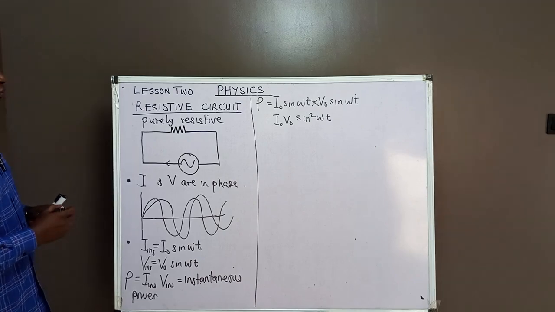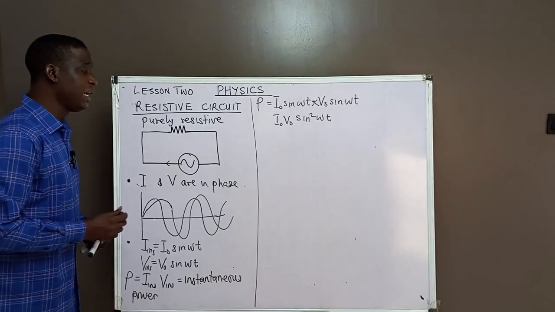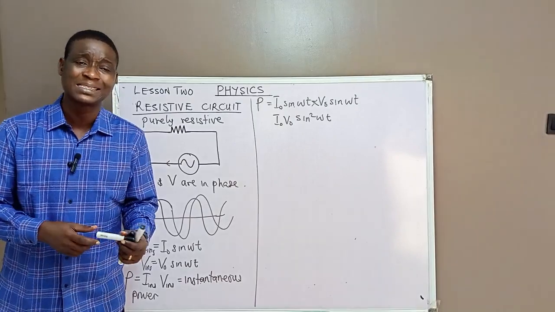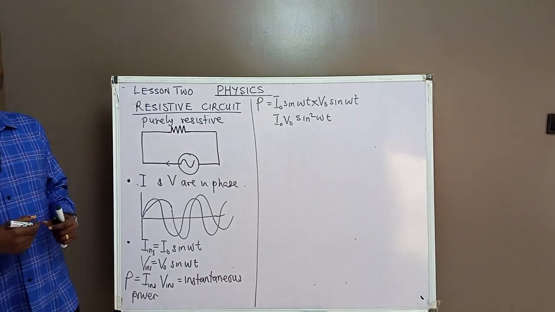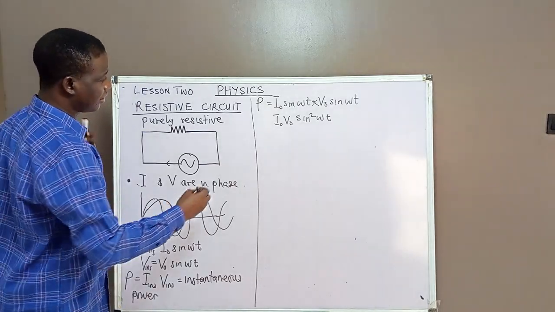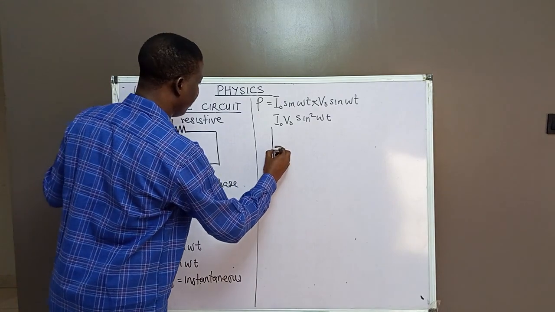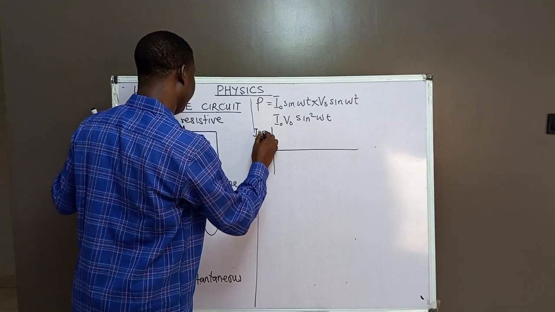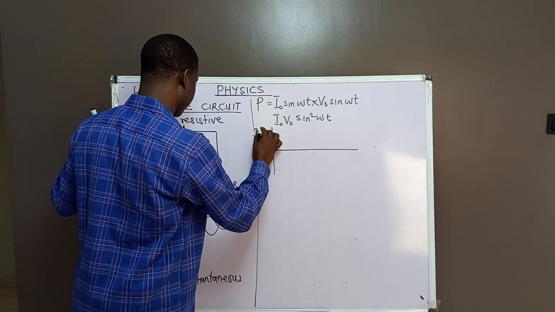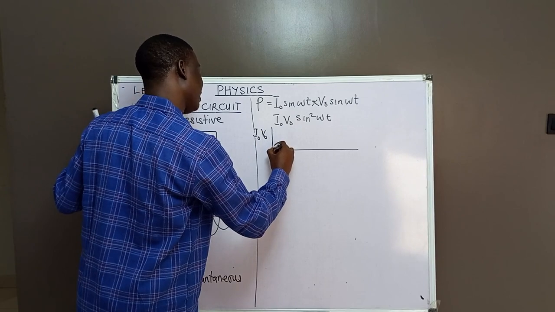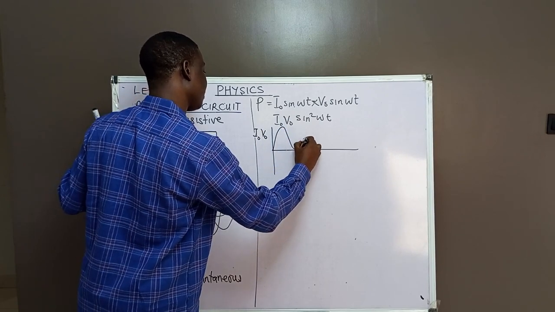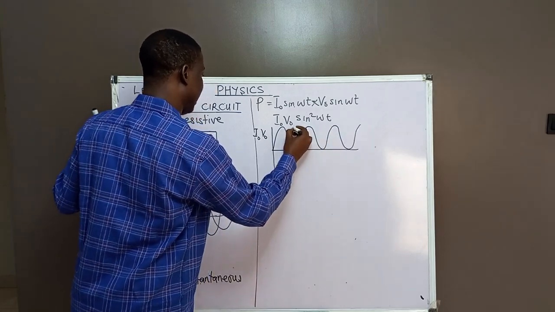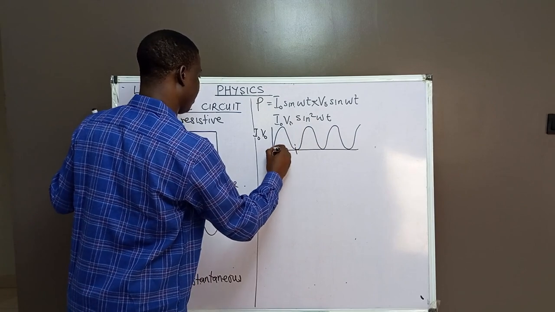Now, there is something you must know. In a resistive circuit, the power has twice the frequency of the voltage and current. That's what we are saying: if you plot the graph of the power, that means I naught V naught, now you have a graph like this. Then you have something like this.